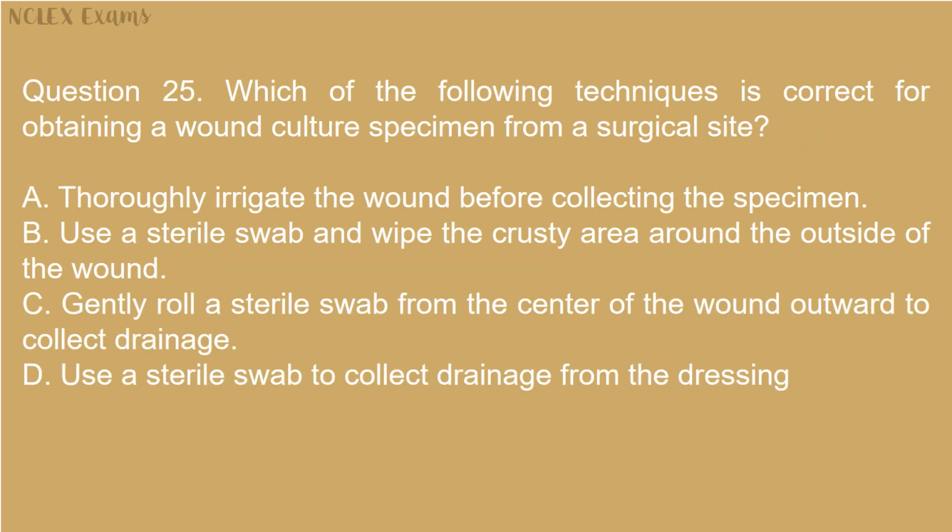Question 25. Which of the following techniques is correct for obtaining a wound culture specimen from a surgical site? A. Thoroughly irrigate the wound before collecting the specimen. B. Use a sterile swab and wipe the crusty area around the outside of the wound. C. Gently roll a sterile swab from the center of the wound outward to collect drainage. D. Use a sterile swab to collect drainage from the dressing.